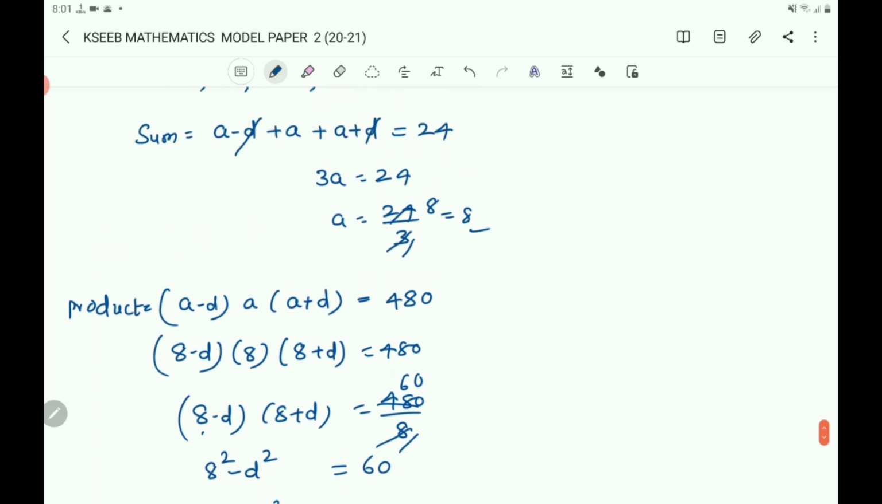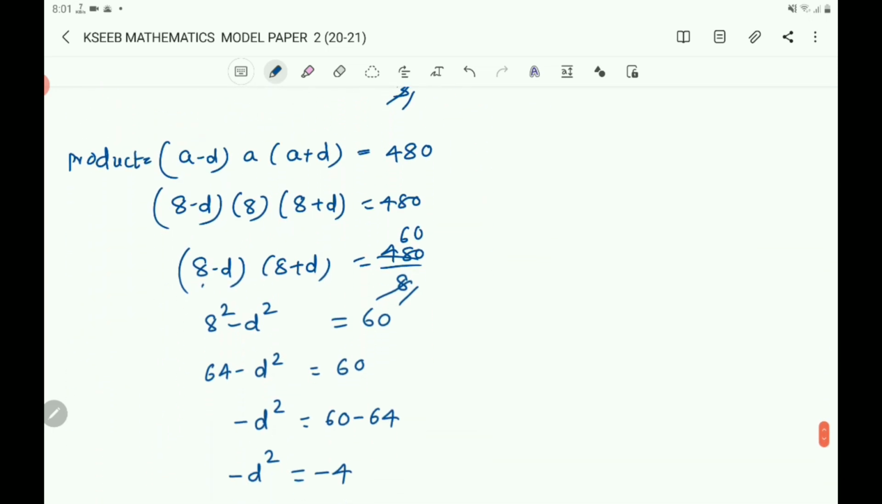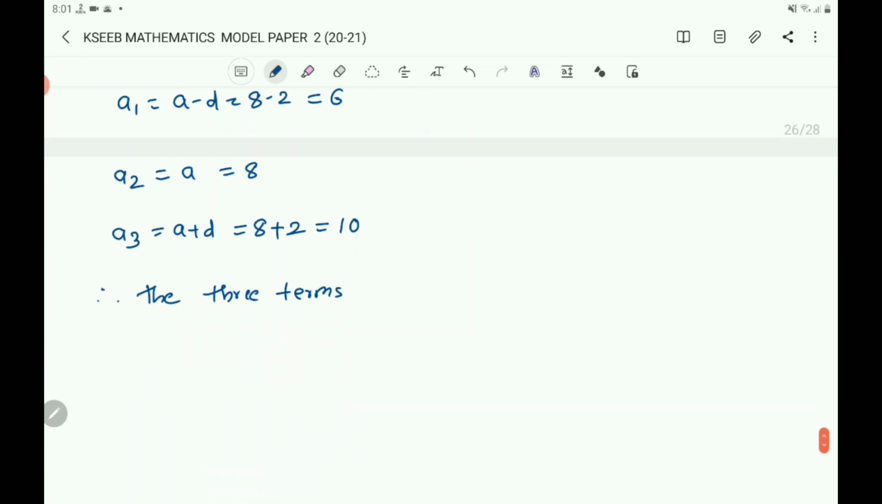Here the question, what you have to find out? You have to find the 3 terms. 3 terms of AP are 6, 8, 10. You can verify: 6 plus 8, 14, 14 plus 10, 24. That's the sum you got. And 6 into 8 is 48, 48 into 10 is 480. The product you got 480.